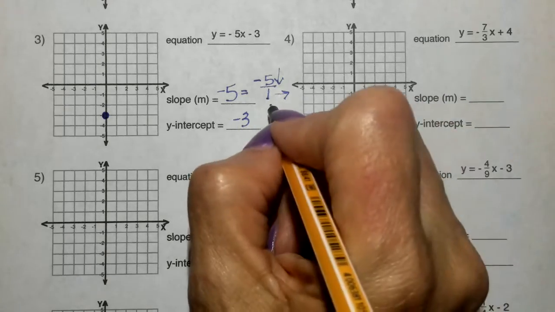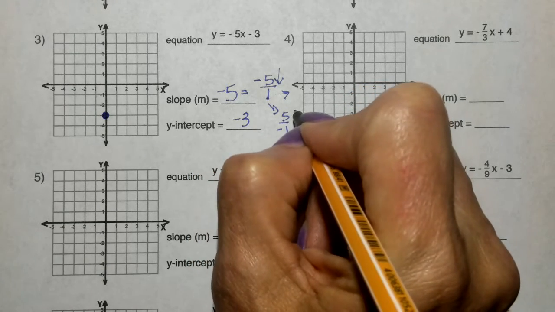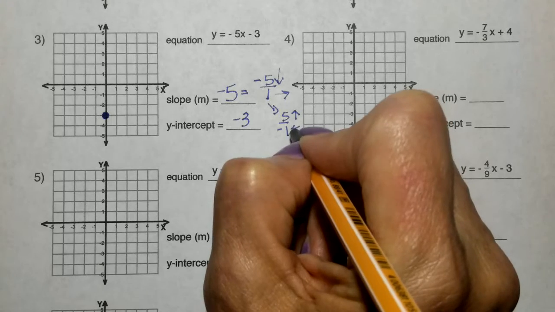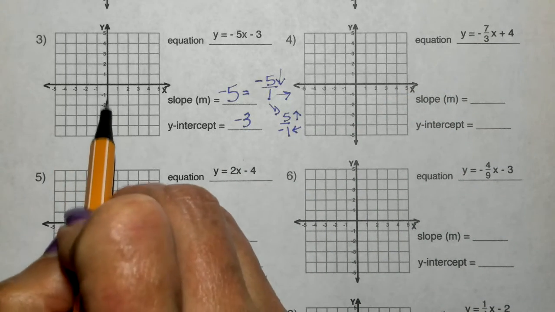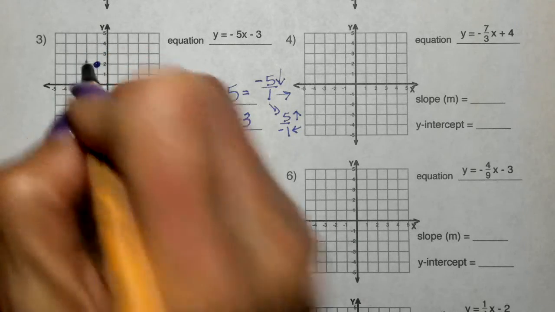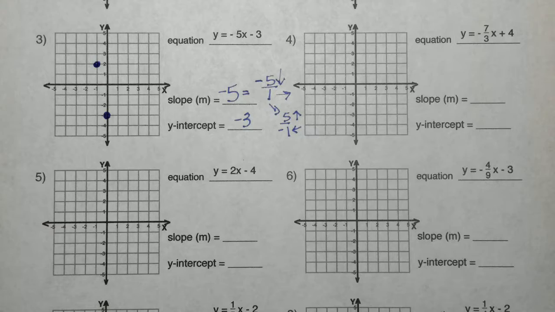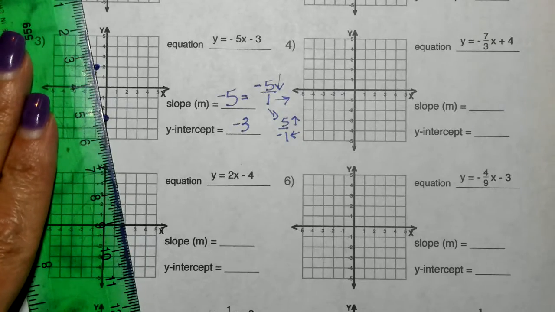So I can take this and make it 5 over negative 1, which means I can go up 5 and to the left 1. It's going to give me the same line. So I can go up 1, 2, 3, 4, 5, to the left 1. And it's going to give me the exact same line. So the negative can apply to the numerator or the denominator, but it just can't disappear.